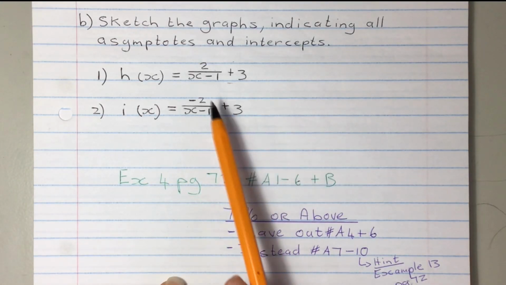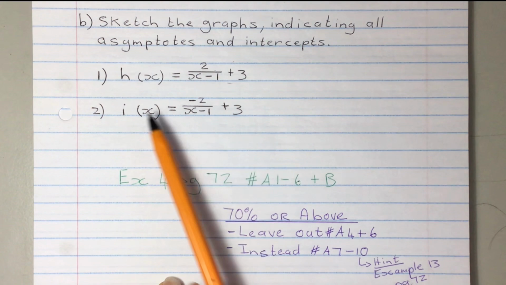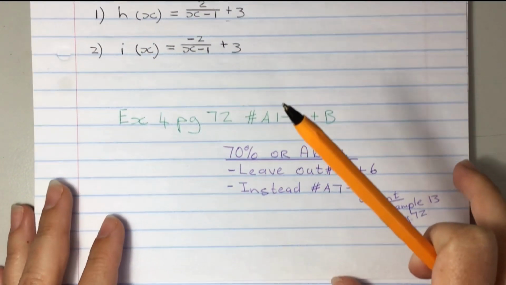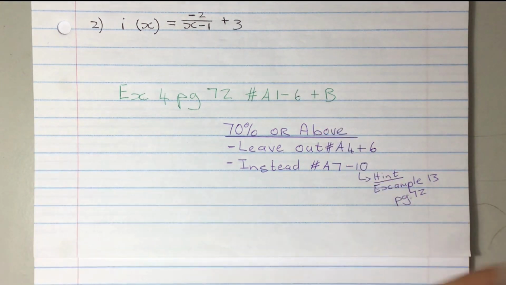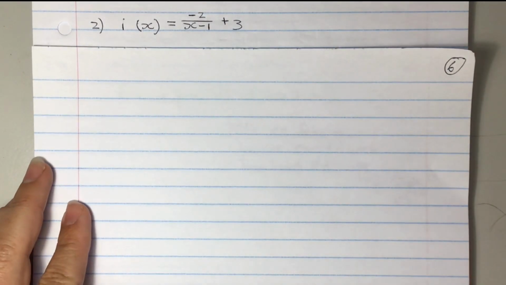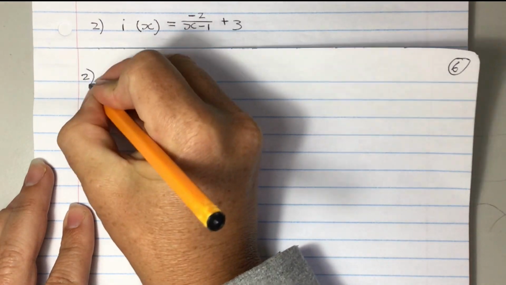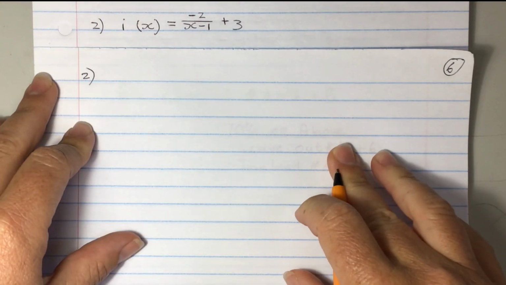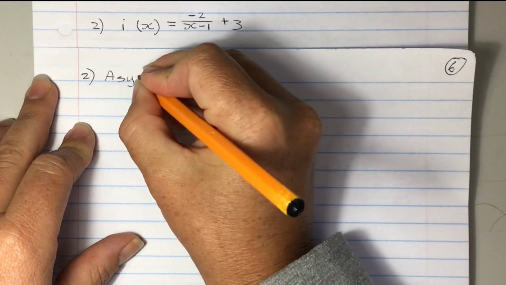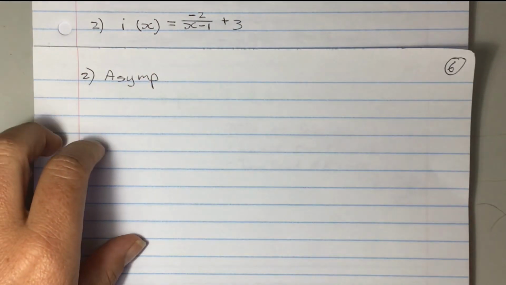Here is our final example. They ask us to sketch the graph over here. So let's move that up so that we can work with it. So now it's your turn. Step number 1, we need to find what? Yes, the asymptotes.